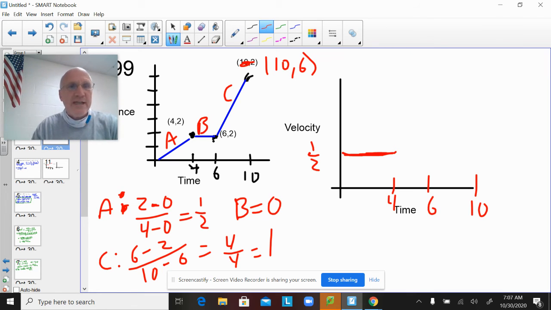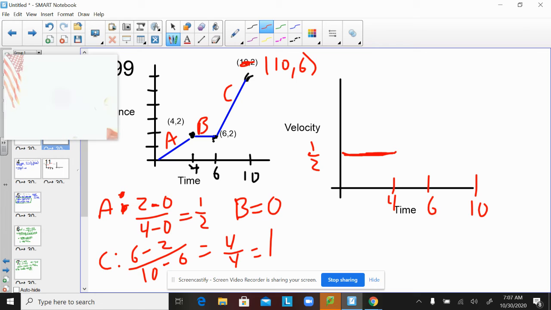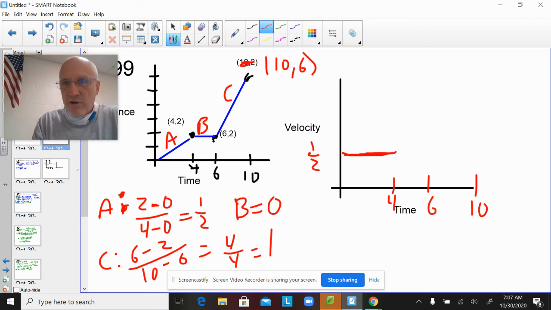What about from 4 to 6? From 4 to 6, my position doesn't change at all. The slope of that position line is 0. So that means that my velocity is, in fact, 0. So that's going to be right here. So from 4 to 6, my velocity is 0.